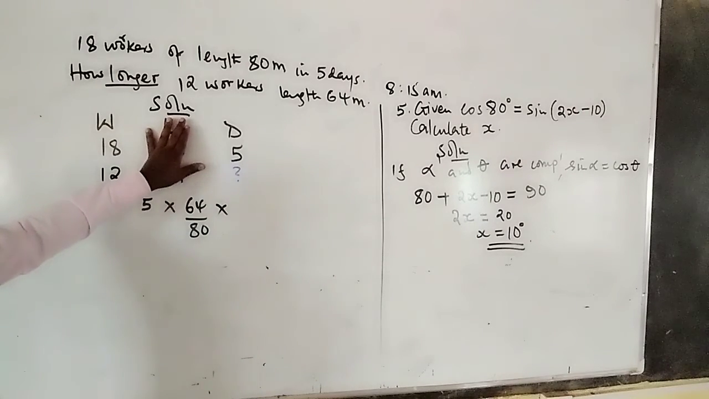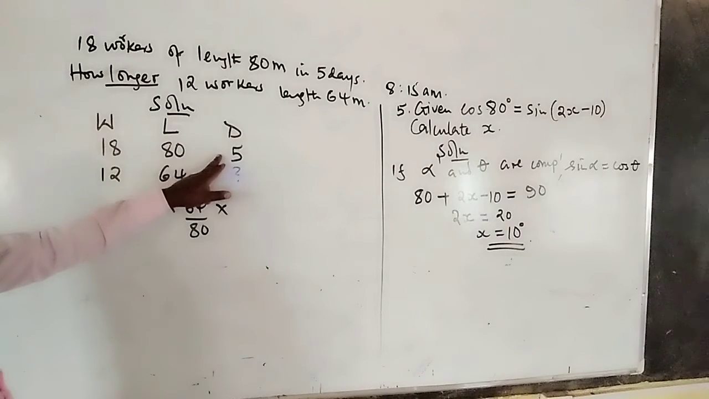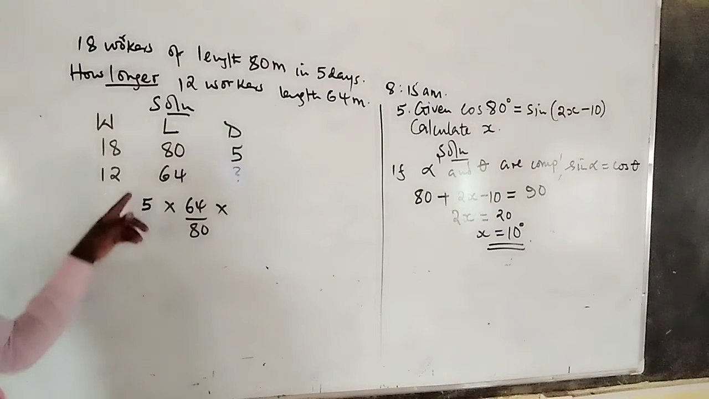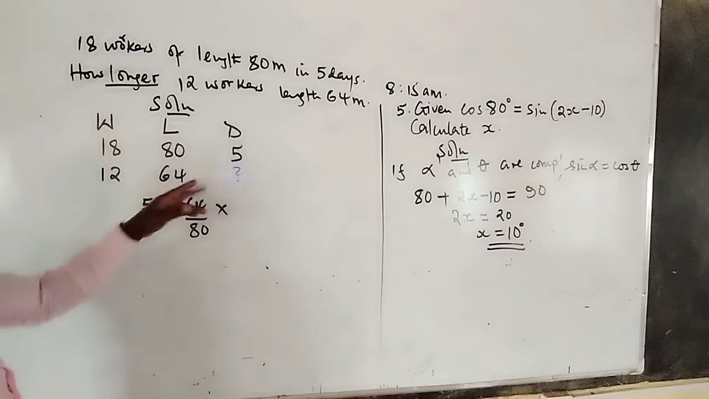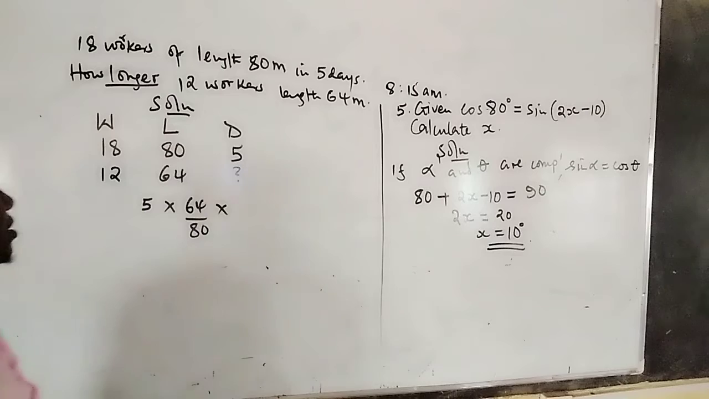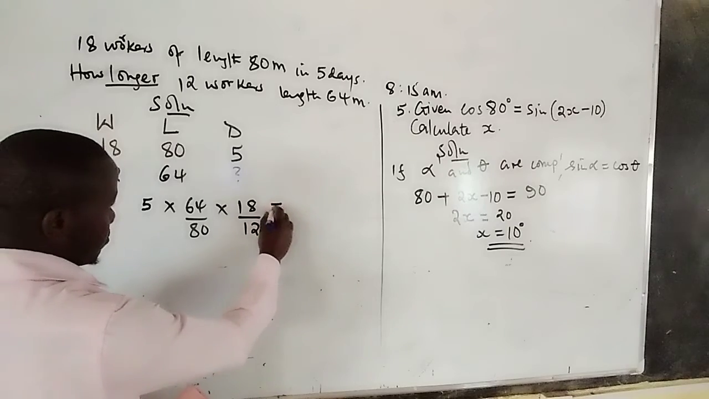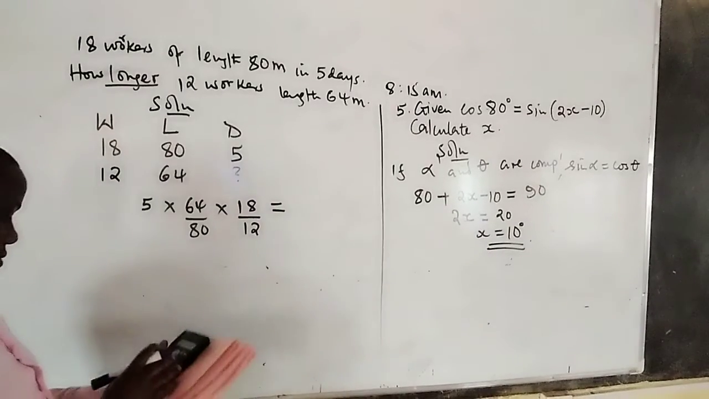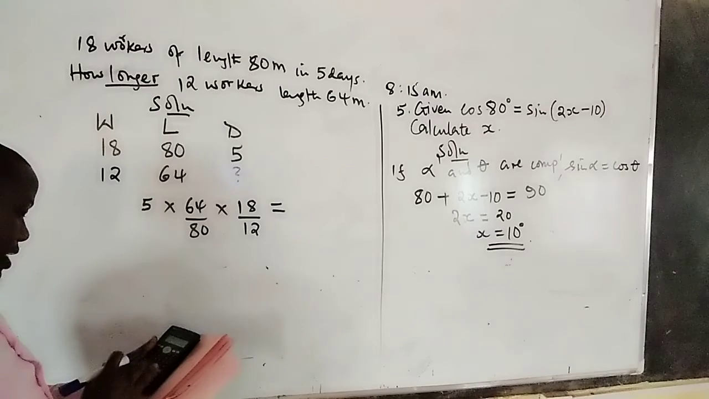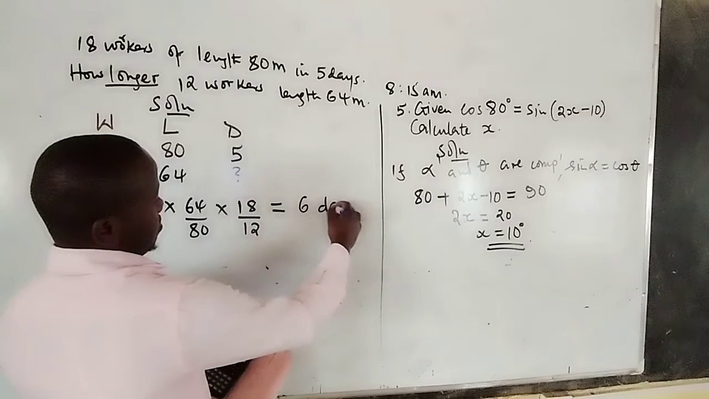Now we deal with the workers. 18 workers take 5 days. Will 12 workers take longer or shorter time? Definitely, because they are fewer, they will take longer. And therefore you multiply 5 with an increasing ratio, because 12 workers will take longer. So the increasing ratio is 18 divided by 12. This gives us 5 times 64 over 80 times 18 over 12, and this gives me 6 days.